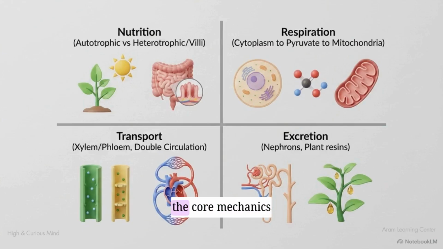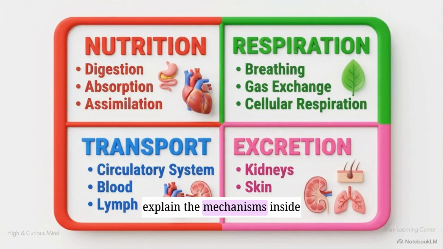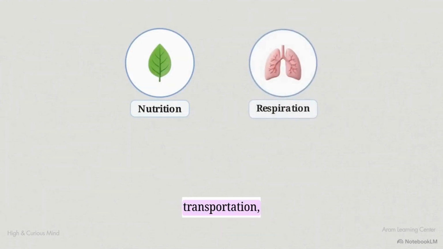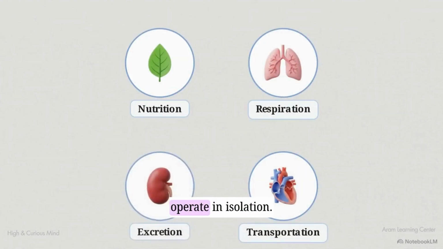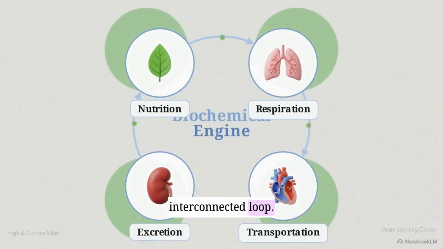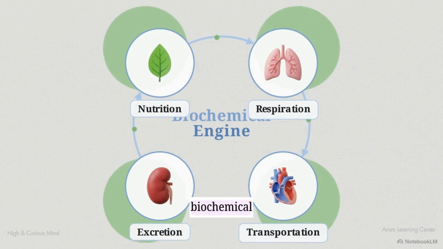This matrix covers the core mechanics of the entire chapter. Grab a screenshot right now. If you can confidently explain the mechanisms inside these four quadrants, you have secured the knowledge required for maximum marks on this topic. Nutrition, respiration, transportation, and excretion do not operate in isolation. They form a continuous, interconnected loop. Together, they are the exact biochemical engines that keep every complex organism alive, functioning, and growing.